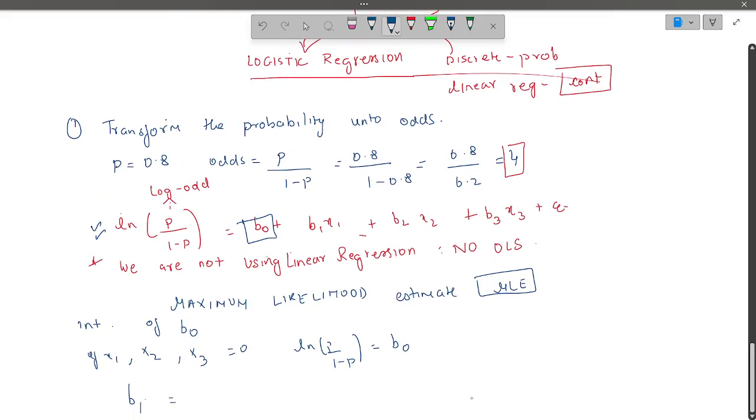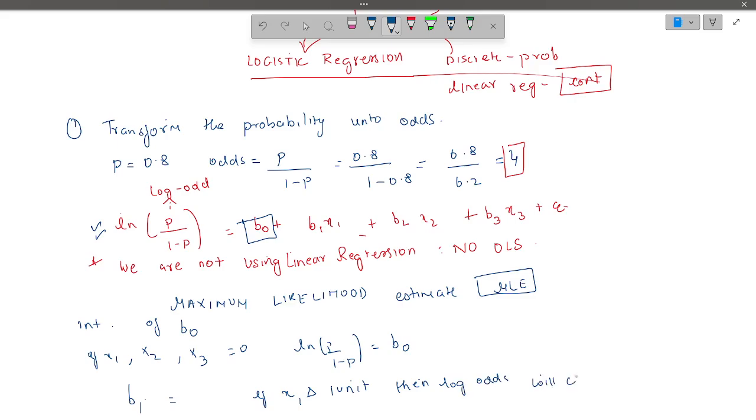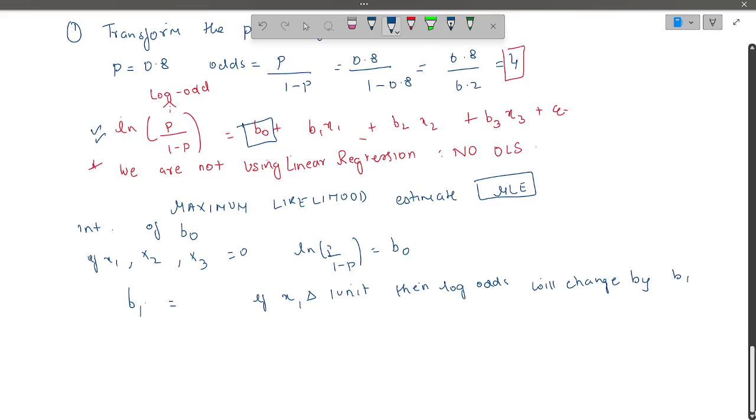Now, how are we going to interpret B1? So B1 is that if x1 changes by 1 unit, then log odds will change by B1, right? So your probability won't change by B1, but your log odds will. Your probability will not change by B1, but log odds will. So again, your probability is not going to change by B1. The log odds are going to change by B1.